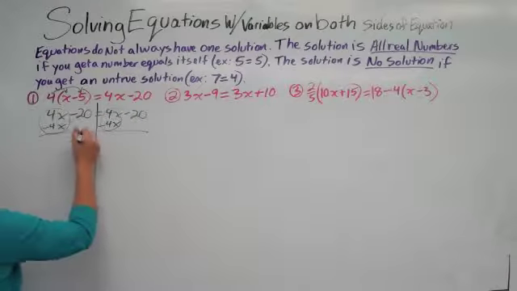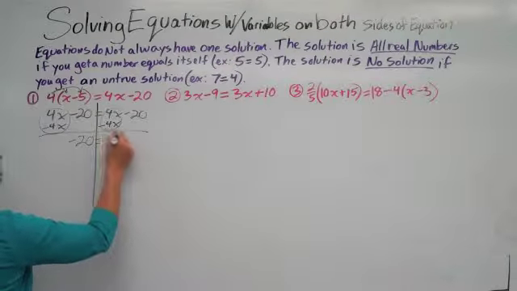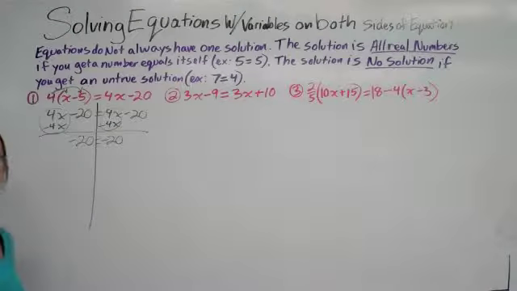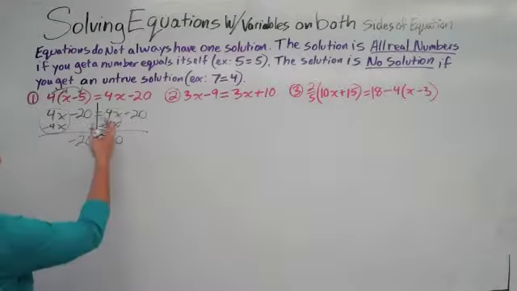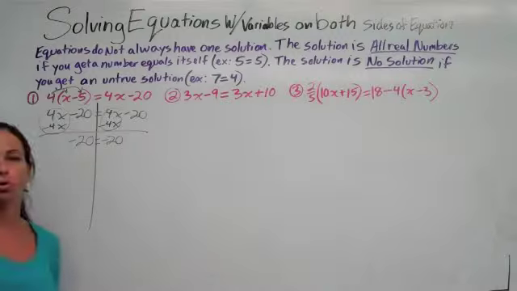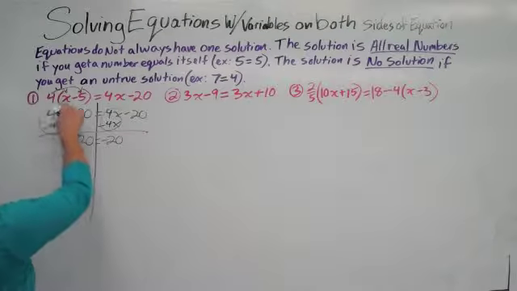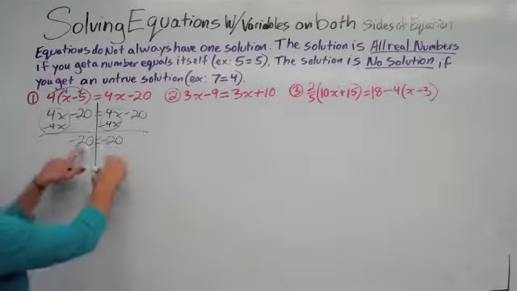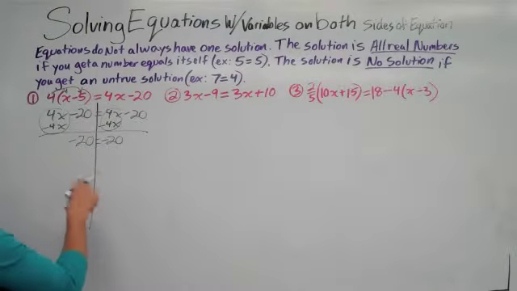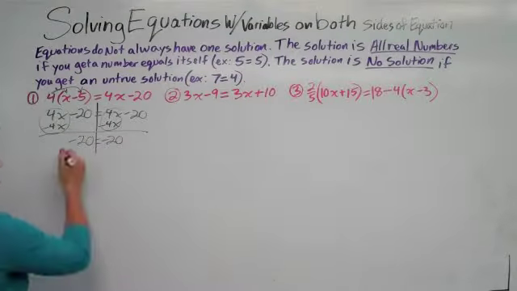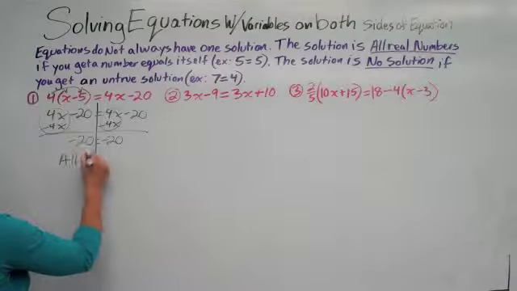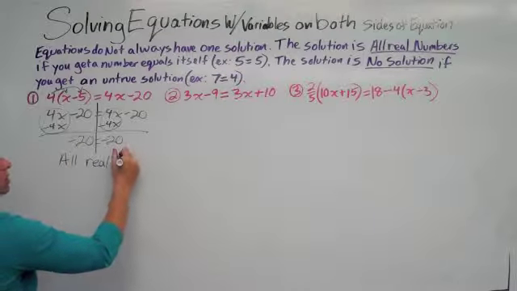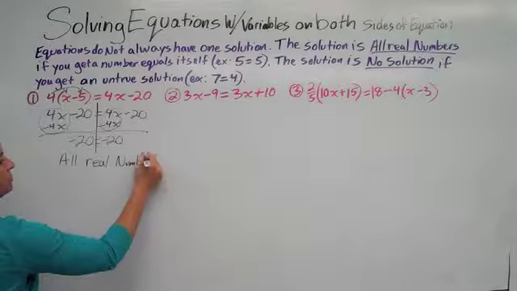So what am I left with? -20 equals -20. What this means is any number I plug in for x, this will be true. Well, why is that? Because 4x minus 5 is the same as 4x minus 20. So because I came up with a number that equals itself, the answer is all real numbers.